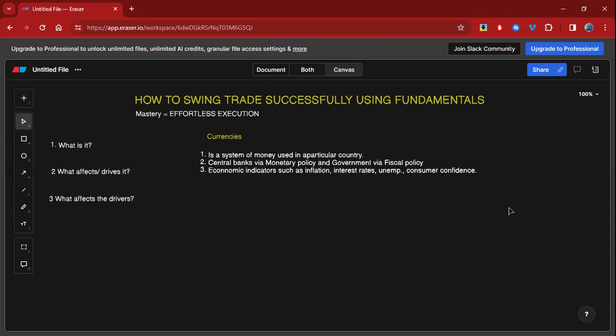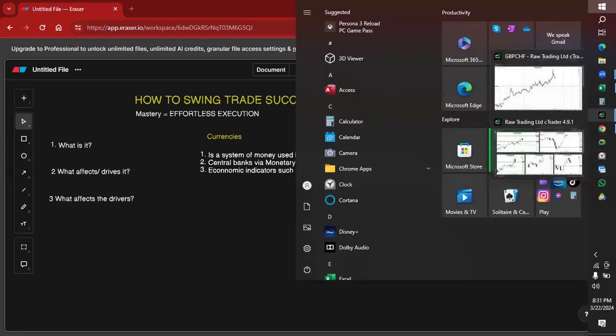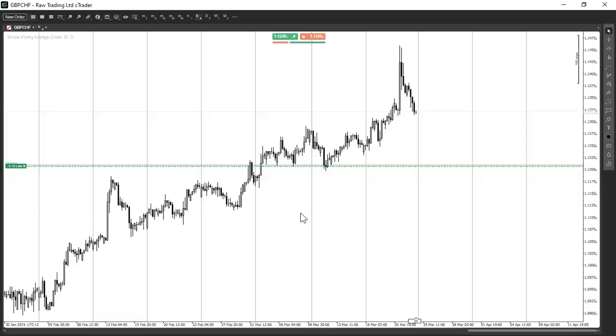You're not only trading one currency, right? So this is when we decided that we are actually going to sell Swiss against the Australian dollar as well as the Great British Pound, right? Which is GBP CHF as well as AUD CHF.